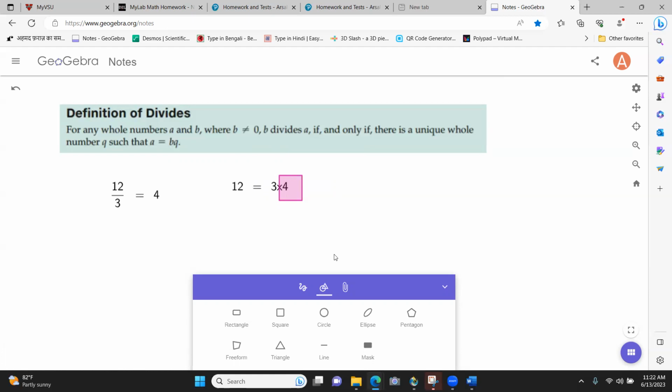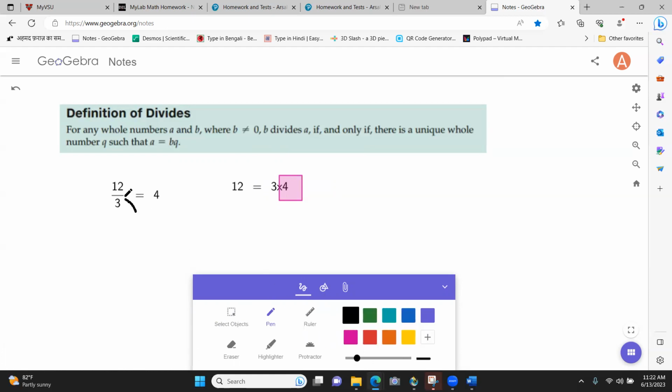Okay, and this is called the divisor, and this cannot be 0 because we don't know how to define division by 0. You never divide a number by 0. All right. So once again, let me give you one more example.